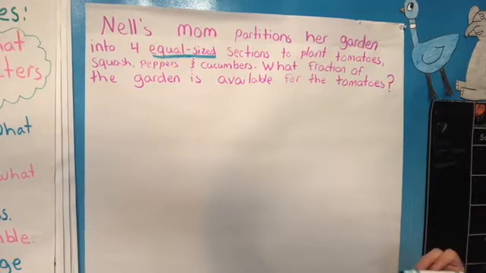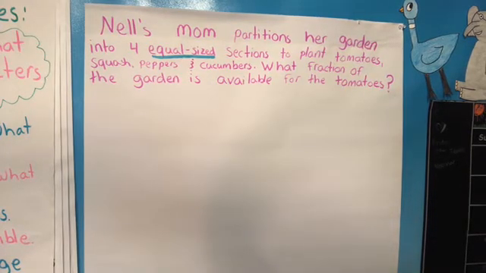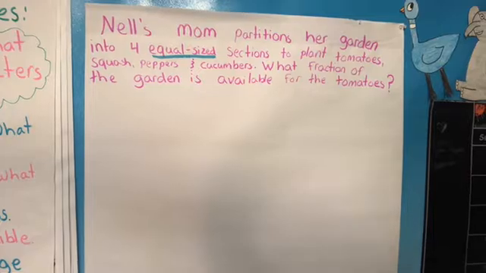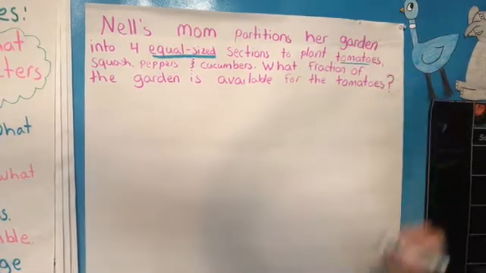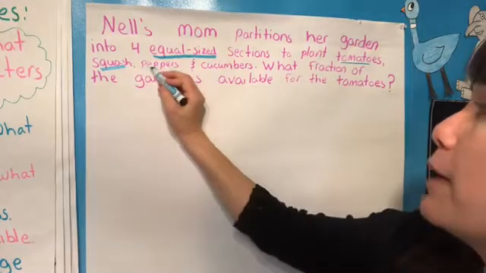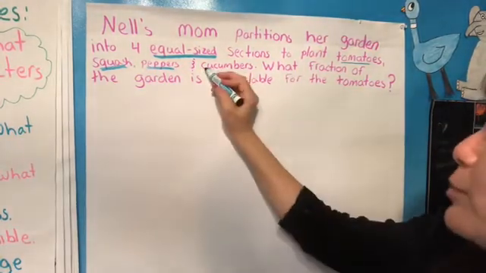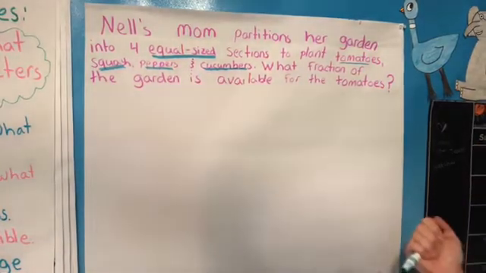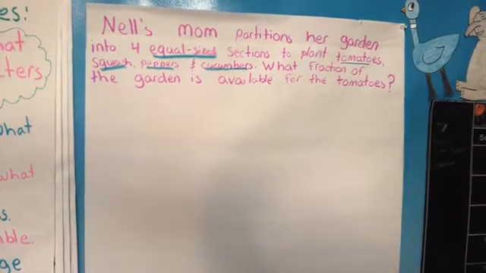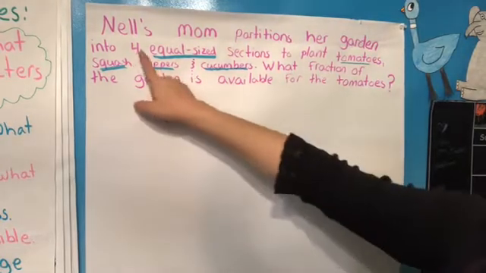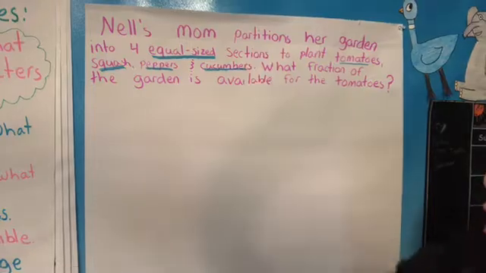In that garden, what does she plant? Go ahead and say it out loud. She plants tomatoes. She plants squash. She plants peppers. And she plants cucumbers. That's 1, 2, 3, 4 different crops. What else do you know? You also know that the equal size pieces are 4. That's important.